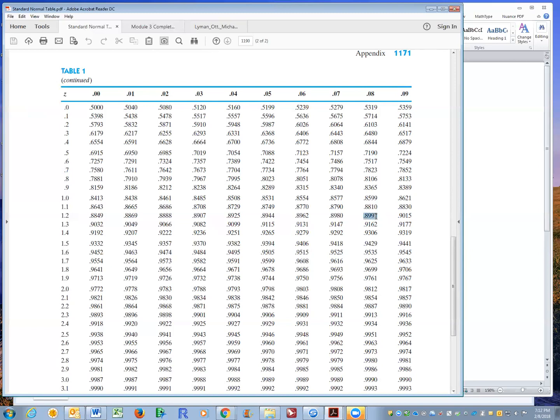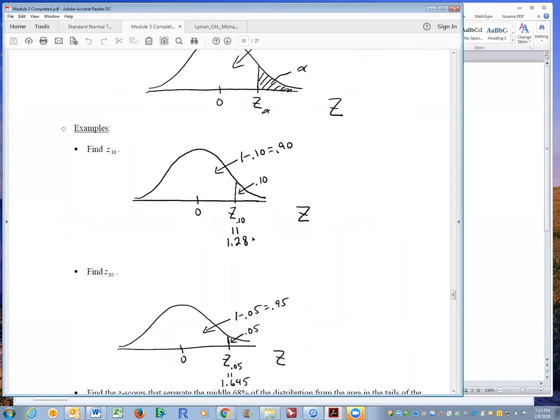So the Z score that corresponds to that is 1.2, and then this tells me the hundredth digit associated with the Z score. So this is 1.20, this is 1.21, 1.22. I want to go all the way over to where this was. This Z score is 1.28. So the Z value that fits this picture is 1.28. Another way to think of this Z value is it's the 90th percentile of the standard normal distribution. Does that help? It does.